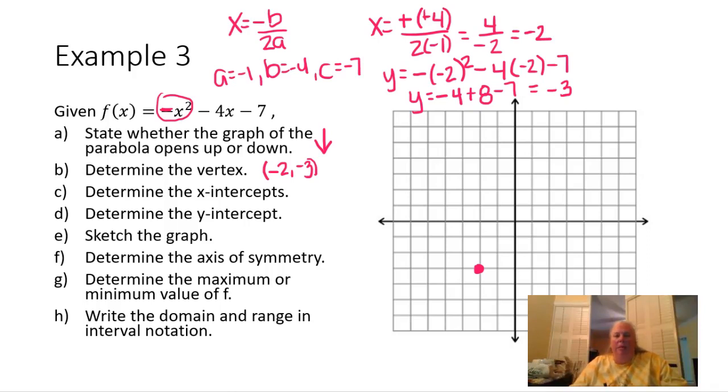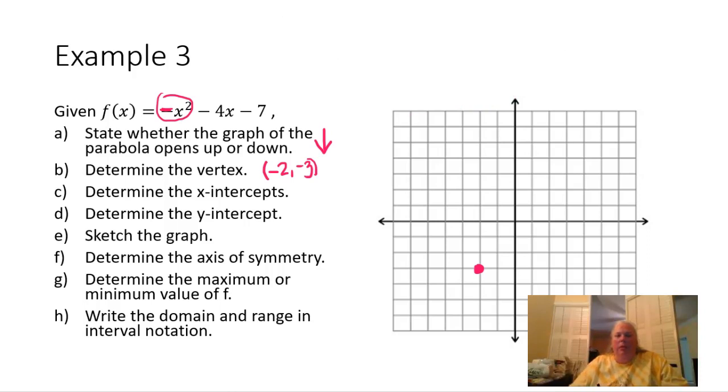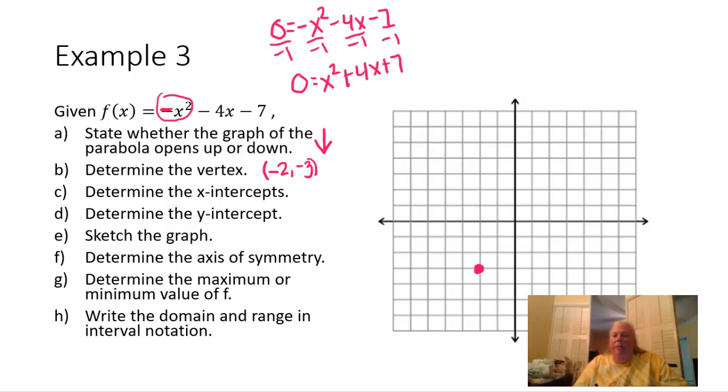Okay, let's clean a little bit of this off because for part C we have to find the x-intercepts. Okay, to find the x-intercepts, we set this equal to 0. So our equation is going to be 0 equals -x squared minus 4x minus 7. I can actually divide everything here by -1 so that I have a positive x squared there. I don't have to, but I'd rather have a positive leading term there. Alright, so we got x squared plus 4x plus 7.